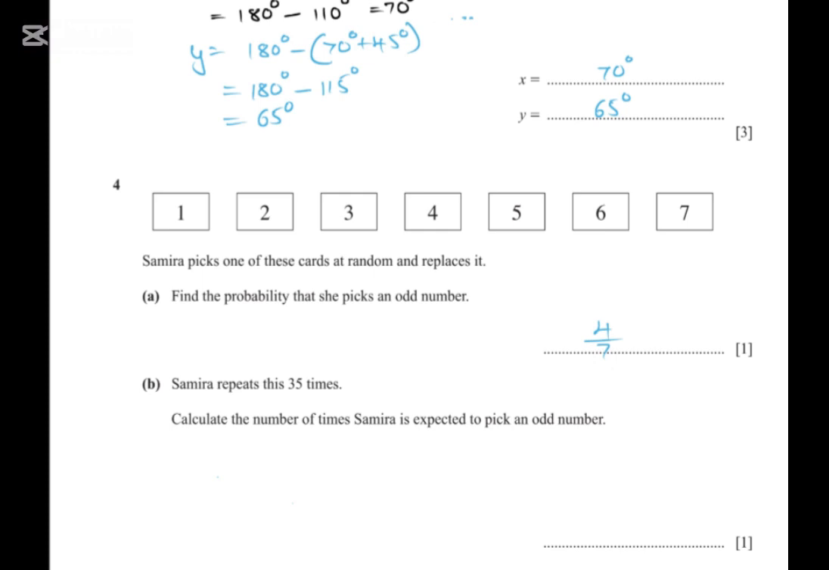Samira repeats this 35 times. Calculate the number of times Samira is expected to pick an odd number. When the frequency is given, you multiply the probability by the frequency. So 4 by 7 is the probability. If I multiply by 35, I get 20. So the answer is 20. Question number 4 is done.